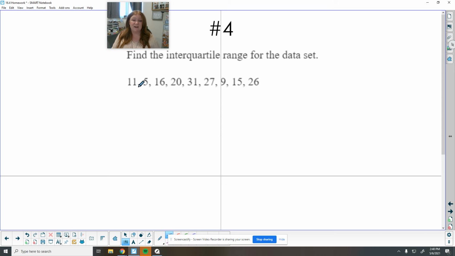Number 4 wants us to find the interquartile range. So to do that, we need to find the median. There are 1, 2, 3, 4, 5, 6, 7, 8, 9 numbers that we're going to put in order. So 1, 2, 3, 4, 5, 6, 7, 8, 9. So once you have them in order, we're going to go through and find the median.